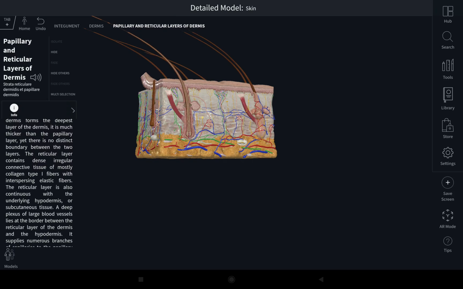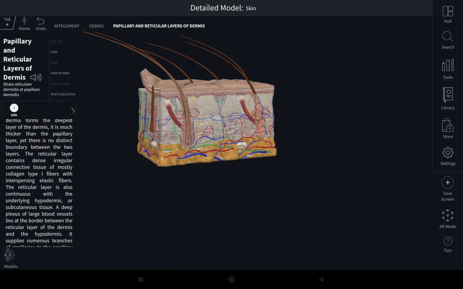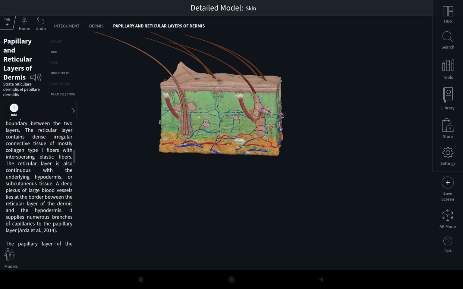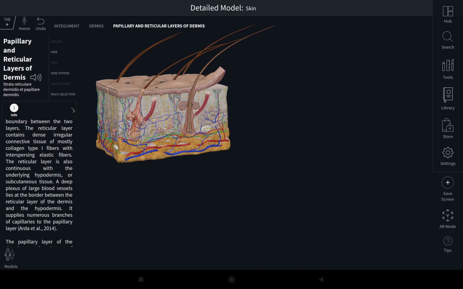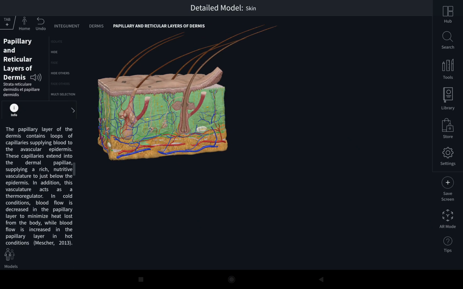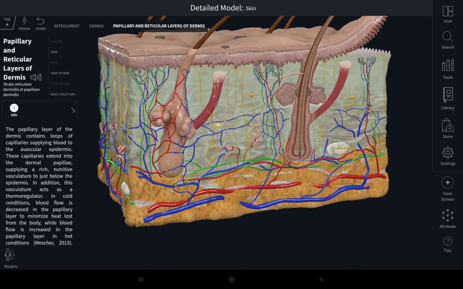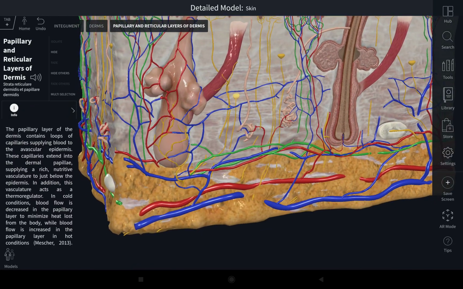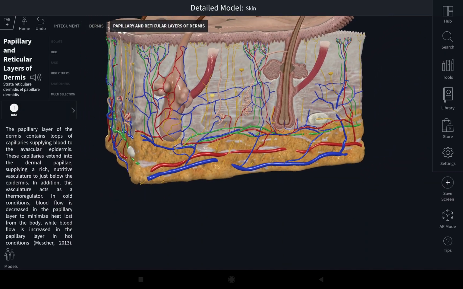A deep plexus of large blood vessels lies at the border between the reticular layer of the dermis and the hypodermis. It supplies numerous branches of capillaries to the papillary layers. The papillary layer of the dermis contains loops of capillaries supplying blood to the avascular epidermis. Thus, capillaries extend into the dermal papillae, supplying a rich, nutritive vasculature to just below the epidermis.